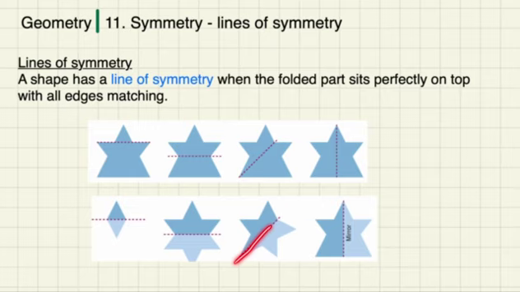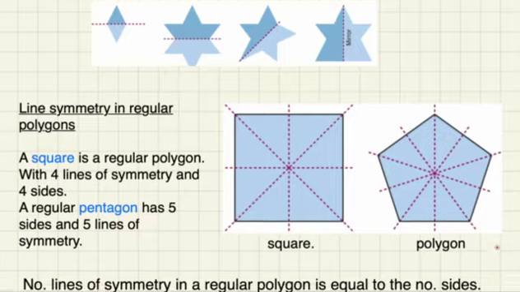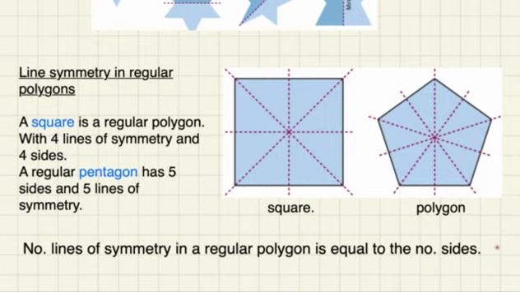This shape here, this is a line of symmetry. You can see that this bit here matches this bit here perfectly. And then here's another line of symmetry. So lines of symmetry are very much important features in any two-dimensional shape. So let's have a closer look at them.